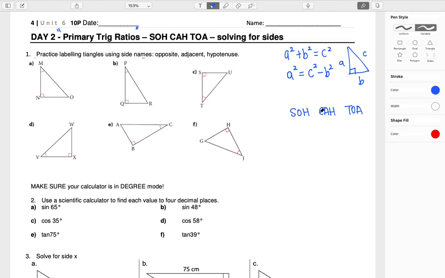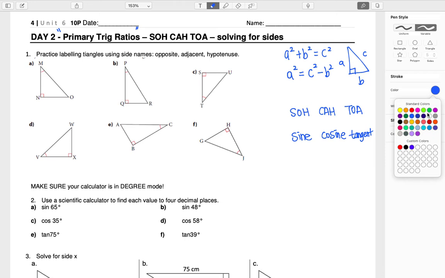Okay, so we read it as SOH CAH TOA. Now, SOH CAH TOA stands for three different trigonometry ratios. So, SOH stands for sine, and the full name is sine. CAH, the full name is cosine. TOA, the full name is tangent.